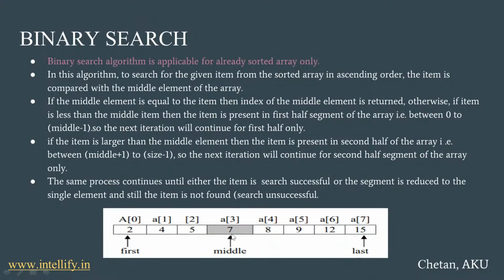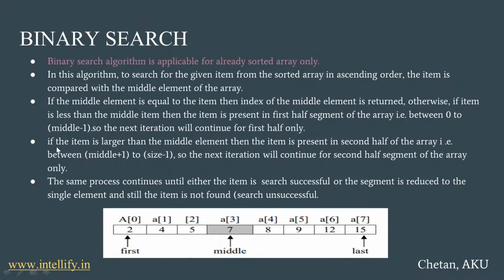Like if 7 is compared with 12 and it is equal to 12, then we return the index of this value. But here we see that 7 is not equal to 12. Therefore, we check whether this element is less than or greater than this element. If it is greater, then it is confirmed that our required element lies in the first half of the array, from here to here.